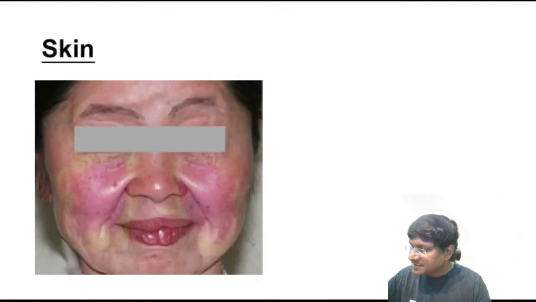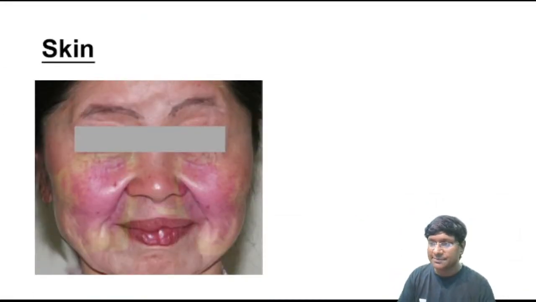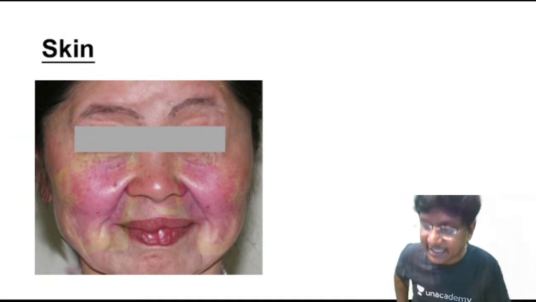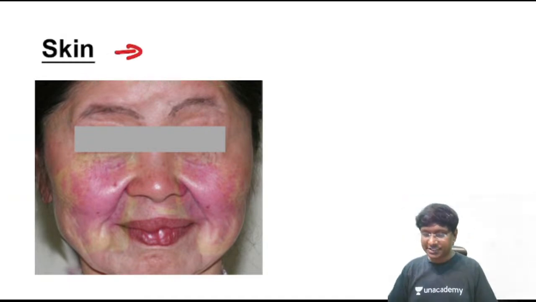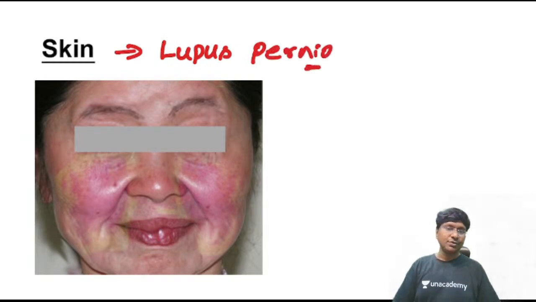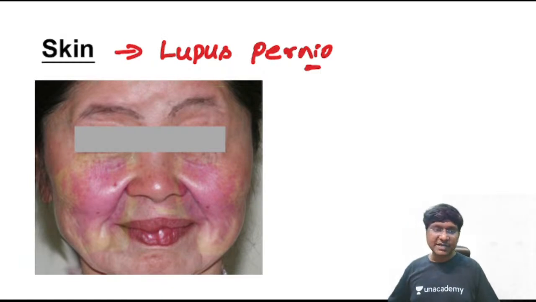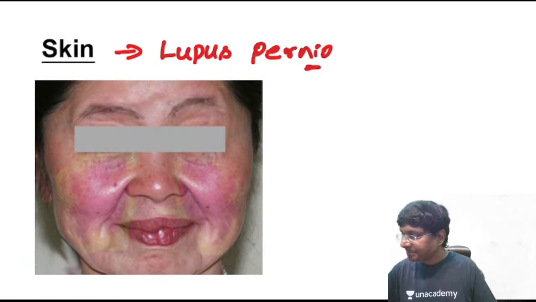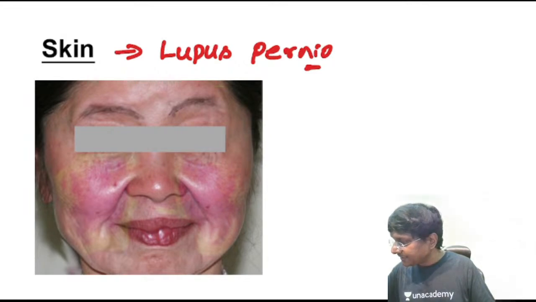Then, what is the skin manifestation in sarcoidosis? So this is lupus pernio, where you have the purple-blue color present over the malar eminences, over the nose, and even over the lips. This is lupus pernio, and it becomes a very close differential diagnosis for the malar rash of SLE.